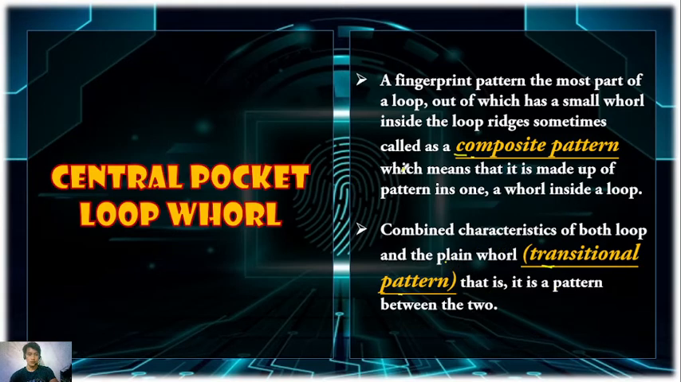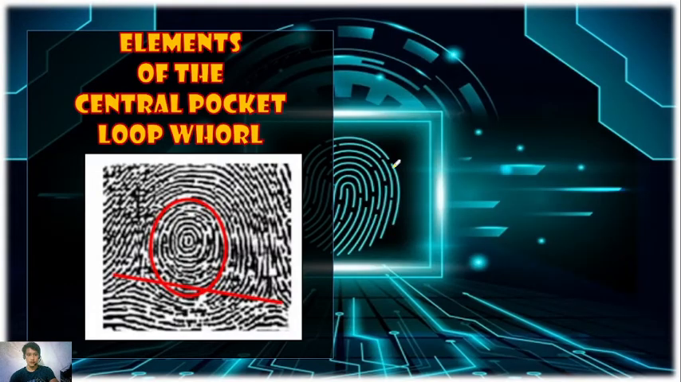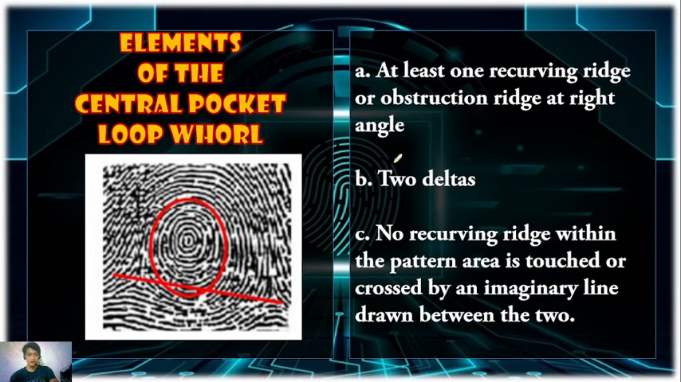So meron tayo dito central packet loop whirl, it is a pattern containing a loop and then of course a whirl pattern. So sabi dito, the elements of a central packet loop whirl: at least one recurving ridge or obstruction ridge at right angle.